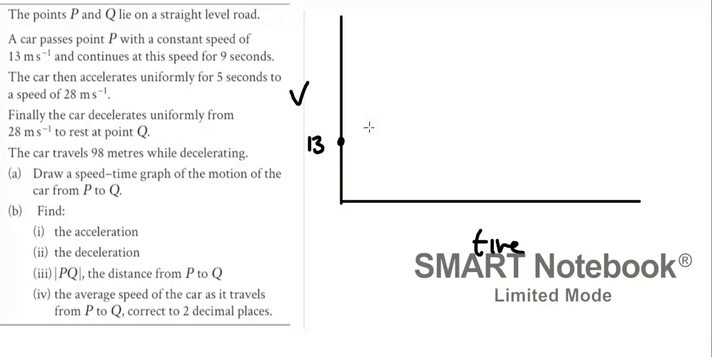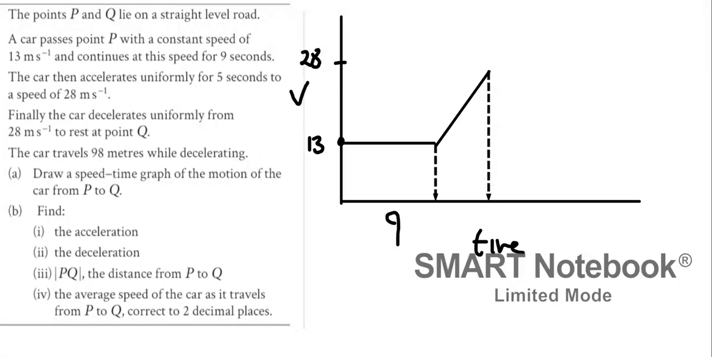So you start at 13 and you continue that for 9 seconds. So for argument's sake, I will call that 9 seconds. Then we accelerate from 13 up to 28, which takes 5 seconds. Hold on that line, 13 up to 28. That's 28, and that took 5 seconds.